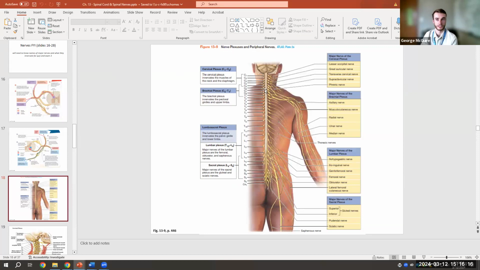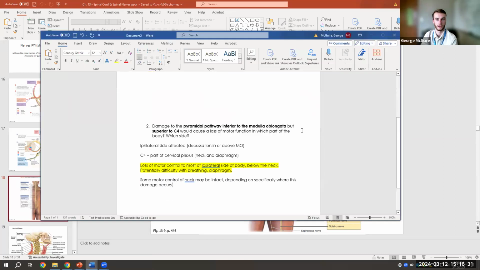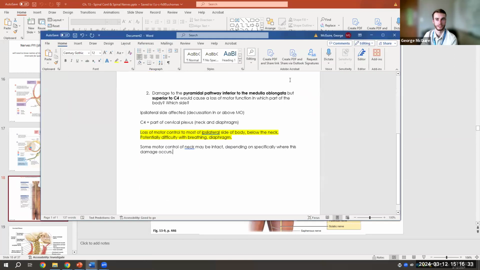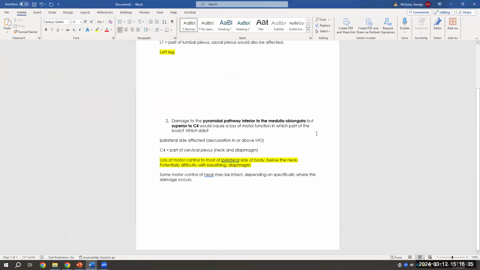And so if this question had been more specific, that this damage was on the left side, then most of the muscles of the left side of the body would be unresponsive. If that damage had been on the right side, then most of the muscles of the right side of the body would have been unresponsive, unable to function. Could you explain one more time why the damage would be ipsilateral?